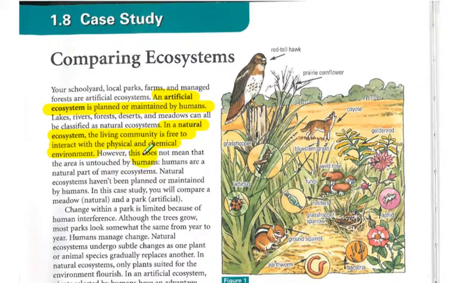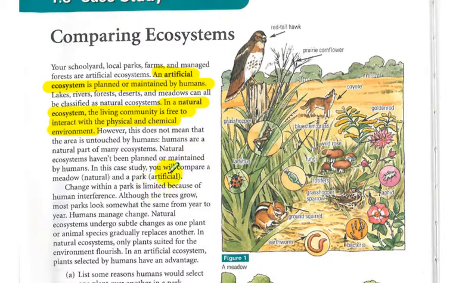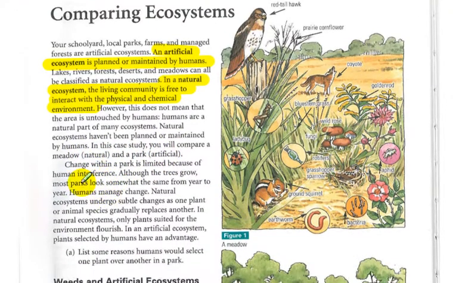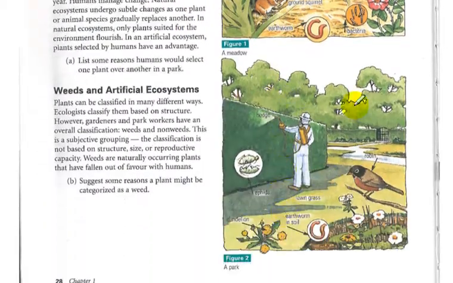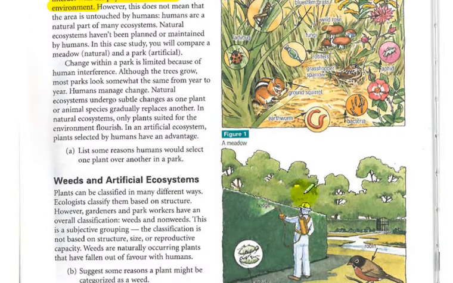Now it says here, however, this does not mean that the area is untouched by humans, because humans are a natural part of many ecosystems, but natural ecosystems haven't been planned or maintained by humans to a high degree. In this case study, we'll compare a meadow, which is natural, versus a park, which is artificial. Change within a park is limited because of human interference, as you can see in this picture down here. Although the trees grow, most parks look somewhat the same from year to year, because humans manage the change. Whatever they want to see, they make sure that happens.